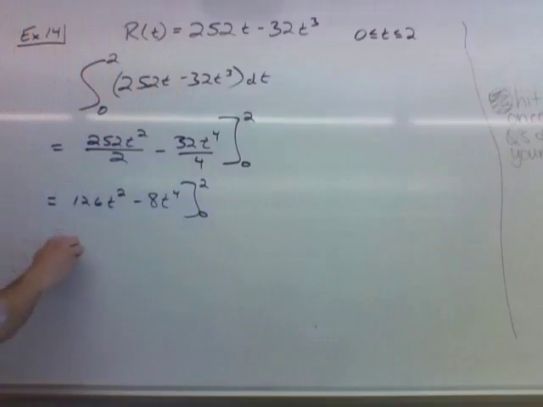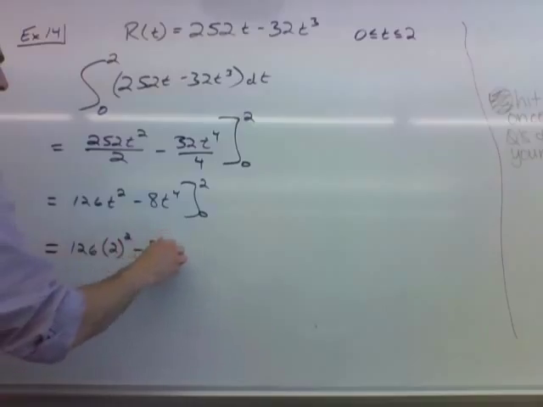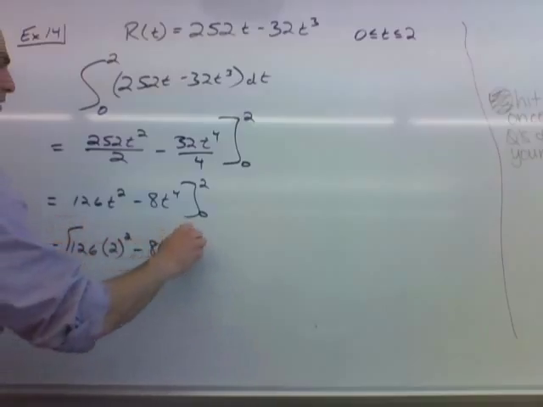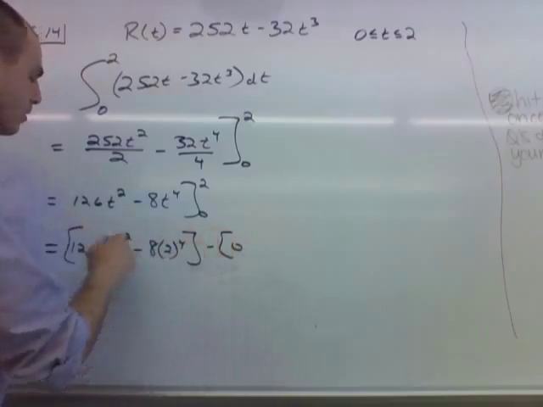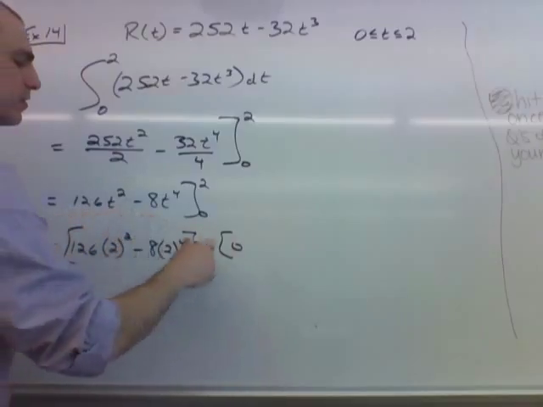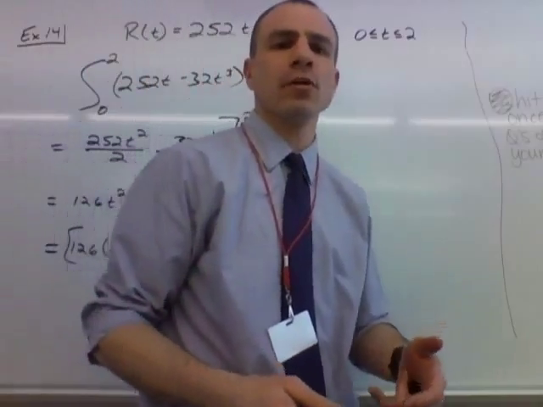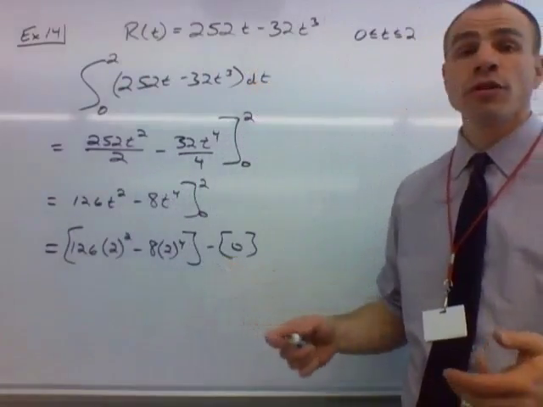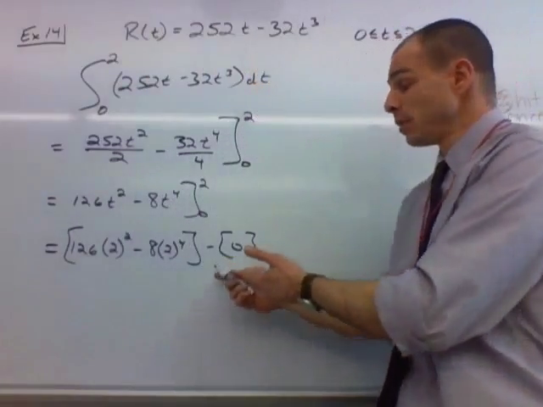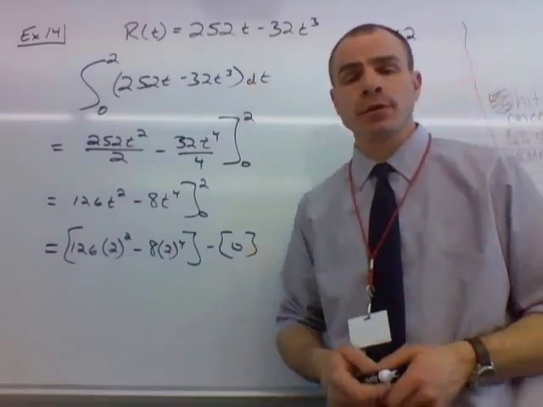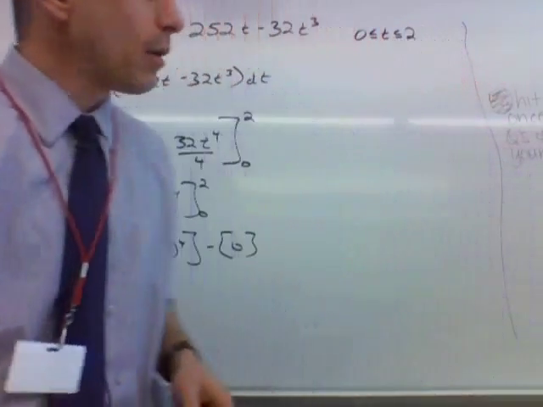So we have 126 times 2 squared minus 8 times 2 to the 4th. And then technically, we're subtracting 0 times 126 squared minus 0 times 8. So we've got a minus 0 there. If you don't write that minus 0, it's no big deal. But, you know, it doesn't hurt to show the AP Calculus readers that, hey, I'm actually subtracting, I'm doing the fundamental theorem of calculus. All right, so now we just simplify this a little bit.